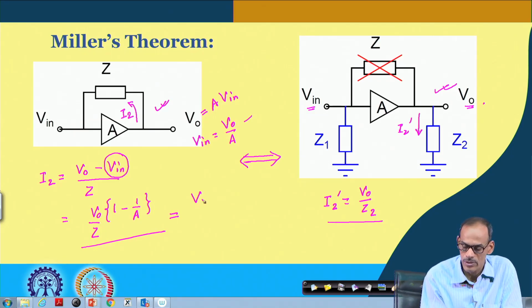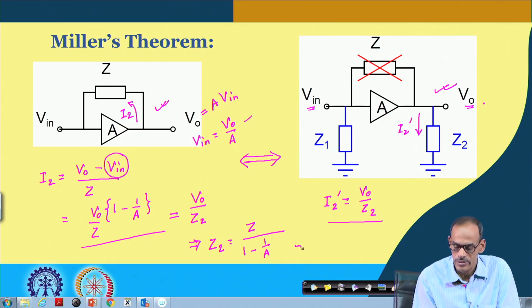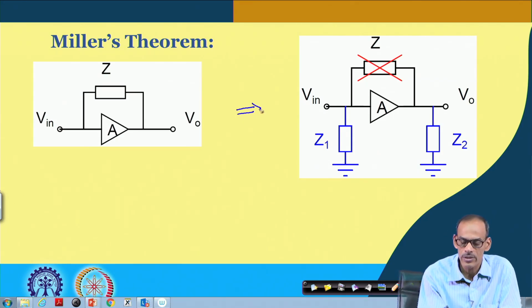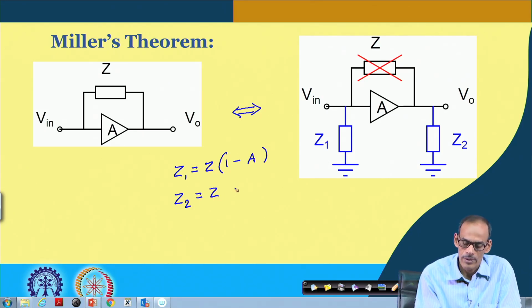So, if I equate this with V o divided by Z2, that gives us the expression of Z2 equals Z divided by 1 minus 1 by A, or we can say this is equal to A divided by A minus 1 into Z. So, in summary, these two circuits will be claimed as equivalent, provided Z1 equals Z multiplied by 1 minus A, and Z2 equals Z into 1 minus 1 by A, right.